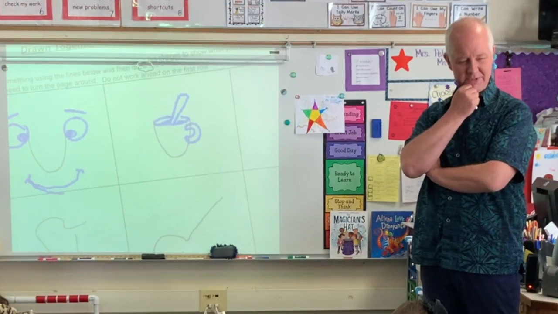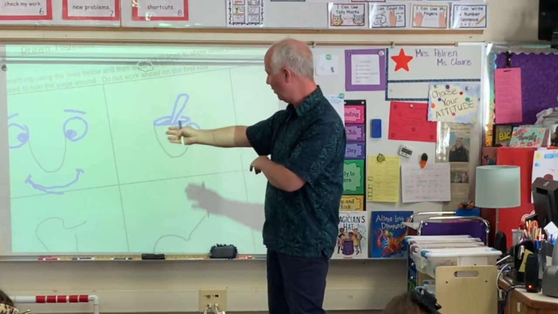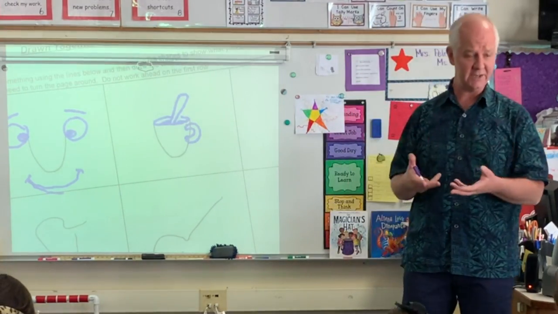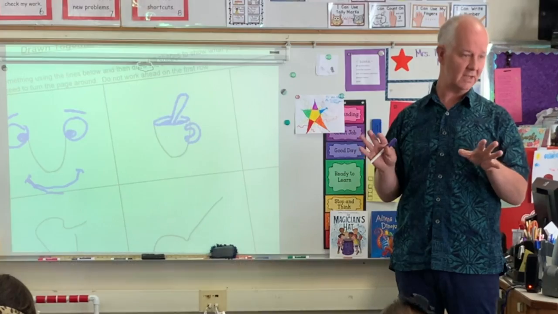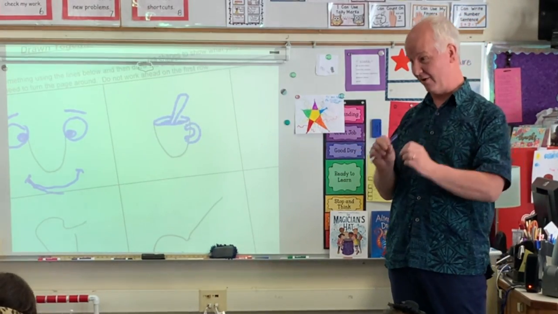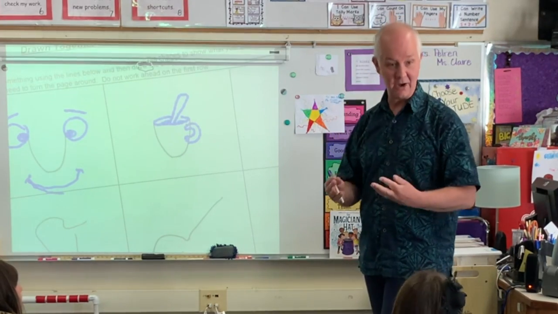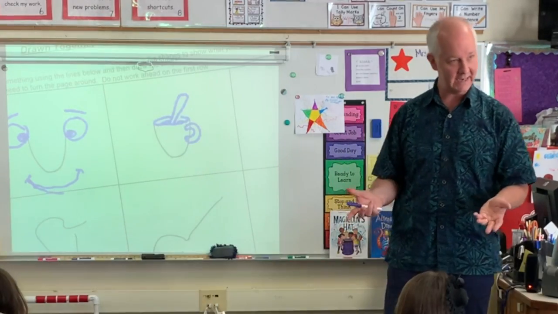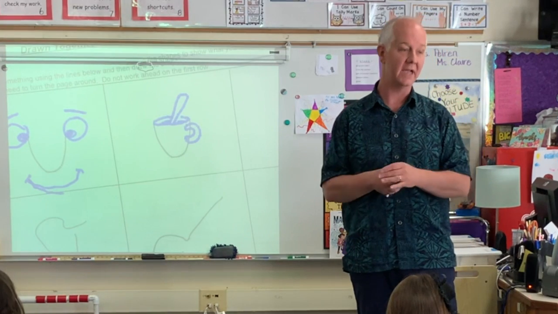Because sometimes artists don't want it to look like a face. They don't want it to look like a cup. They want it to be shapes and colors and textures just by themselves. It's not supposed to look like anything, and that has a name in art. The name starts with an A, and the word is abstract. You say it. Abstract. If it doesn't look like anything, it wasn't meant to look like anything, it's just an abstract design of some kind.